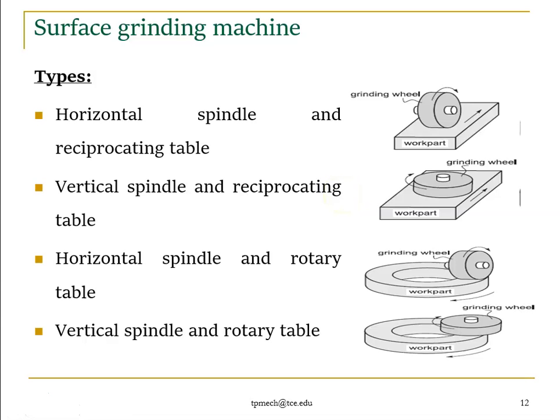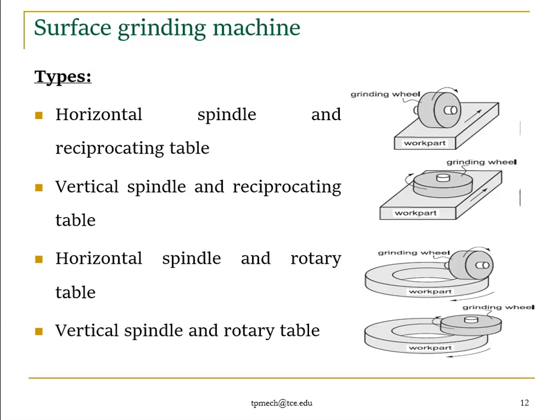These are based on the spindle position as well as the table movement, right? The spindle may be horizontal or vertical. Horizontal means like the lathe axis, the lathe chuck rotation. Vertical means like drill bit rotation, vertical drilling. Similarly, the table can move reciprocatingly, like our shaping machines, or rotary. So we have four classifications based on the spindle as well as the table position, right?